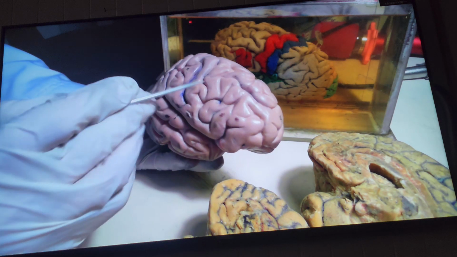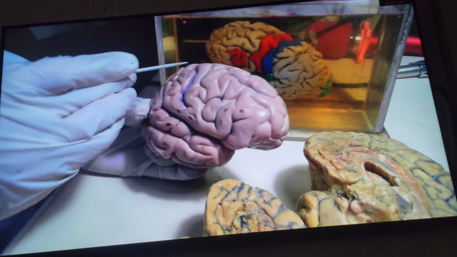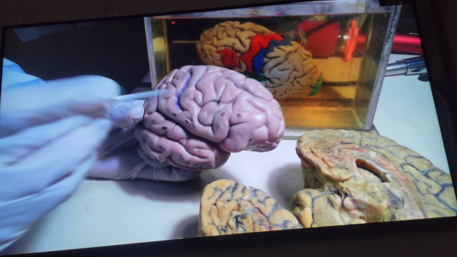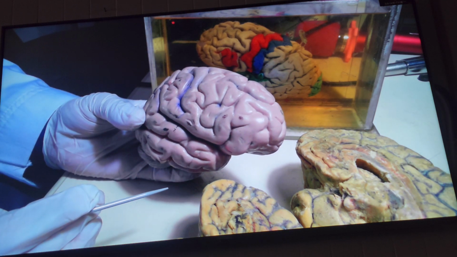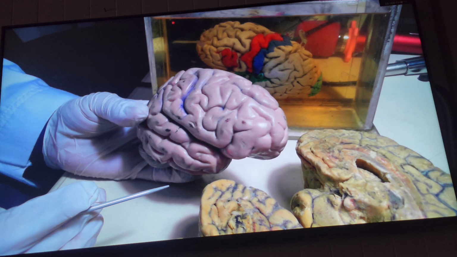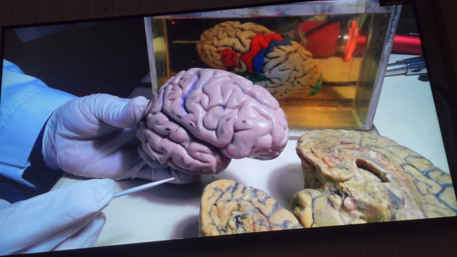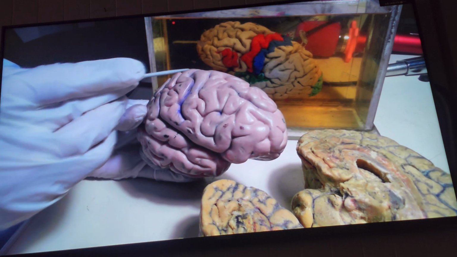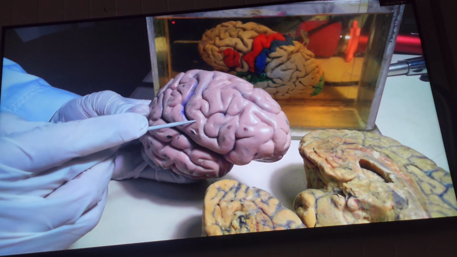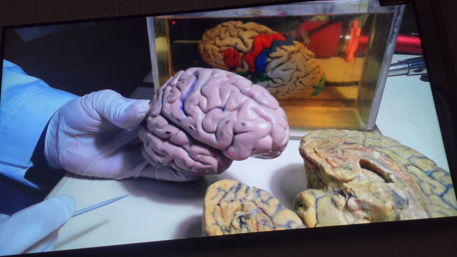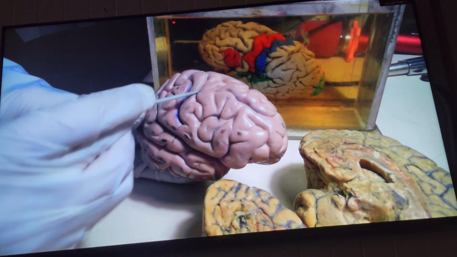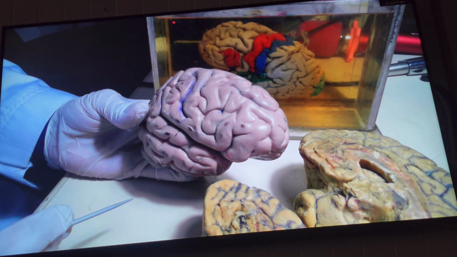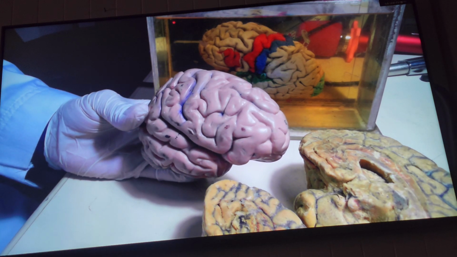The function of the primary motor area is to produce movement when stimulated, movement on the contralateral side of the body, while the function of the premotor area is to program and skill the movement.